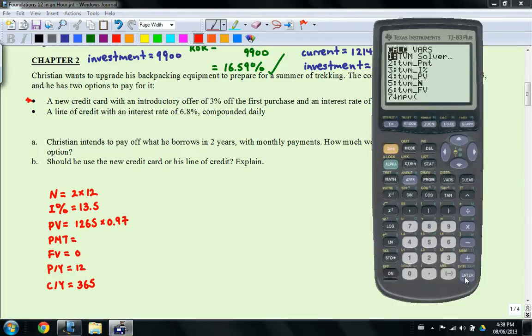So here we are, 2 times 12 at 13.5%. 1265 times 0.97, which will give you 1227 and 5 cents. Payment we don't know. The future value is supposed to be 0, and the payments and the compounds are 12 and 365 respectively. So let's look at the payment, which is going to be $58.67.